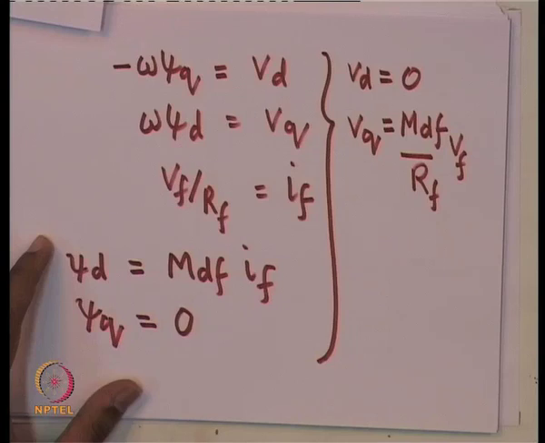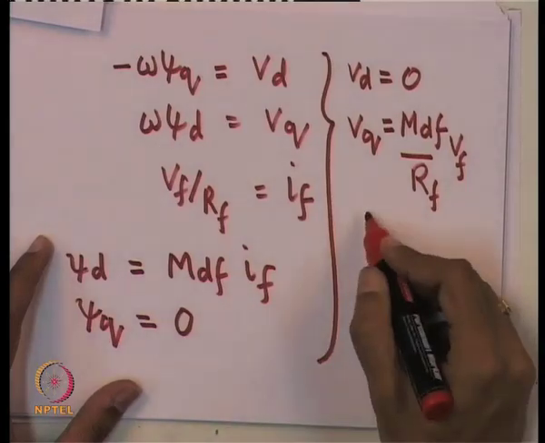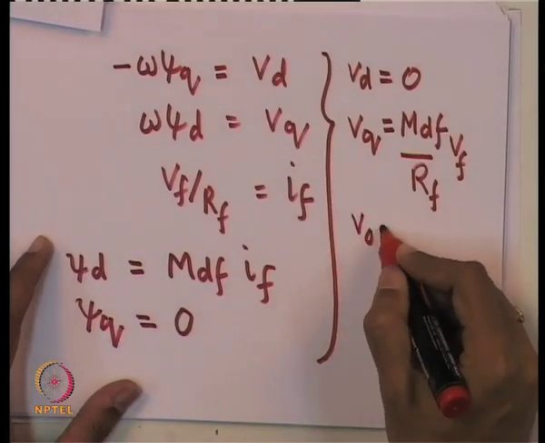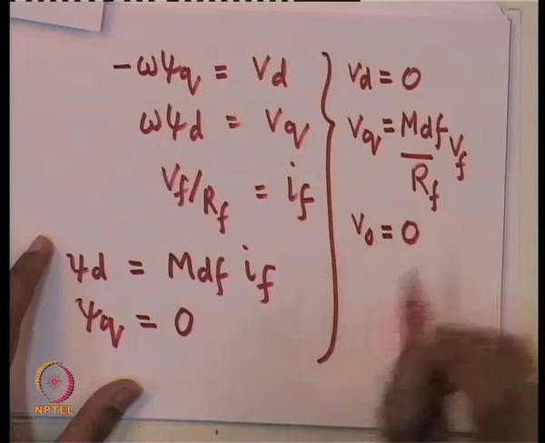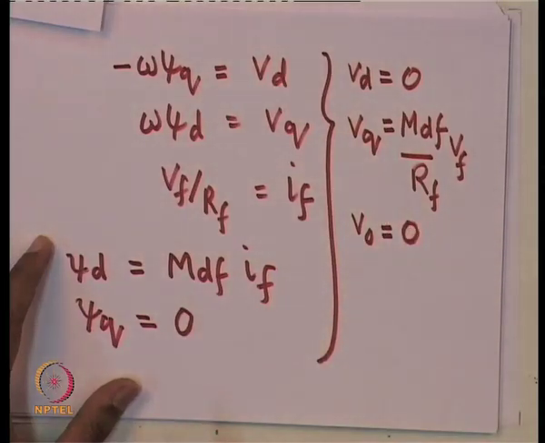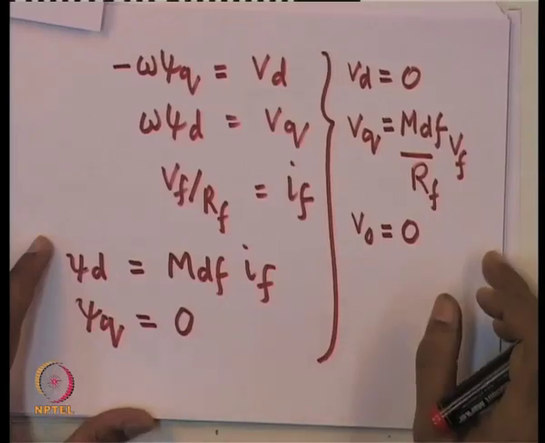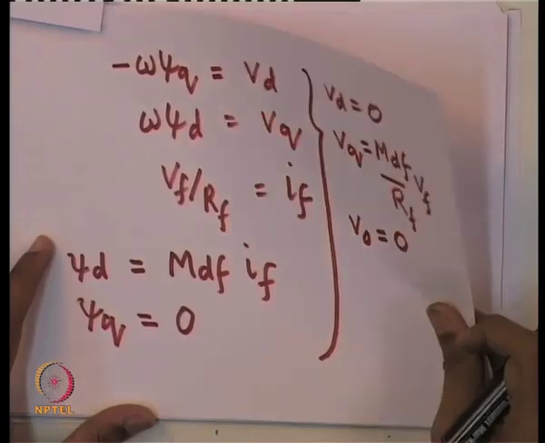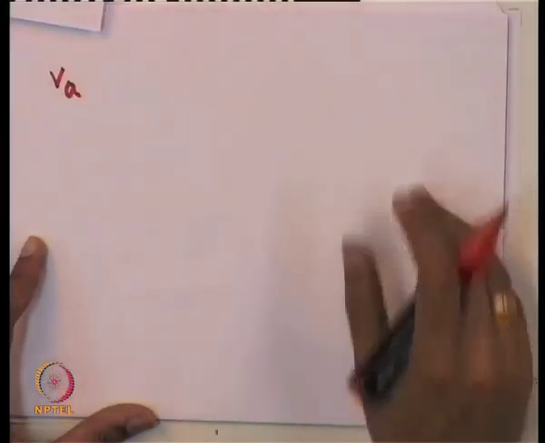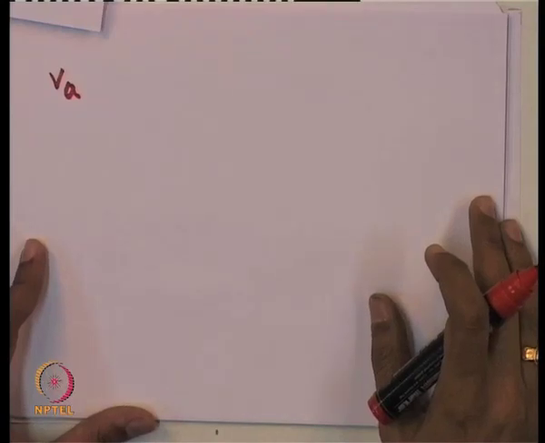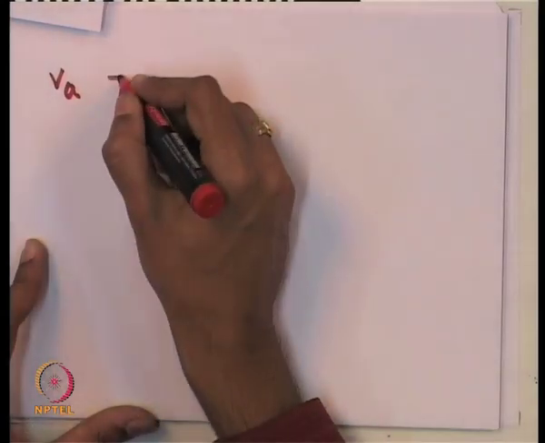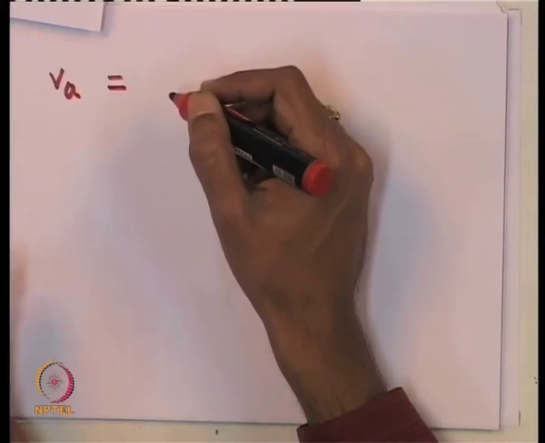Okay. So, this is V q, and of course, V 0 turns out to be equal to 0. Is it okay? So, what we have here eventually is a situation where we can find out V A from the values of V D and V Q. So, what is V A from the transformation which we have defined?